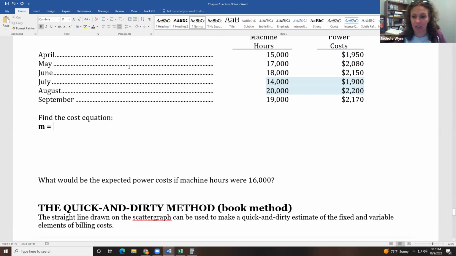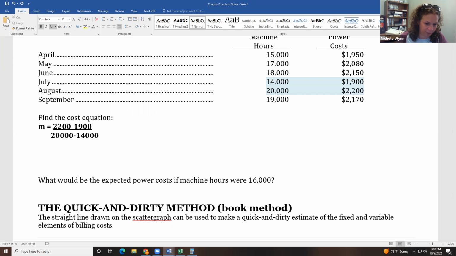Now students are tempted to do this backwards, and you may have, because you paused me, right? And so you may have accidentally done it backwards, but Y's are always dollars, Y2 minus Y1. So I need the 2,200 minus the 1,900 divided by 20,000 minus 14,000.